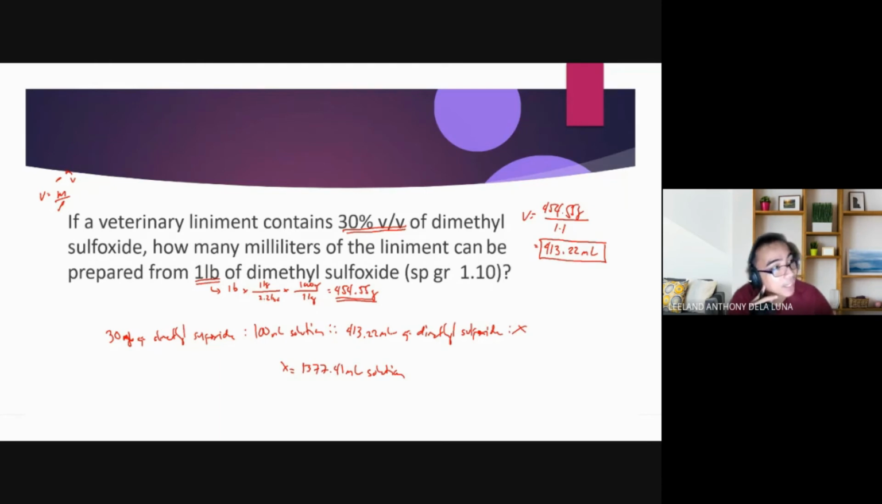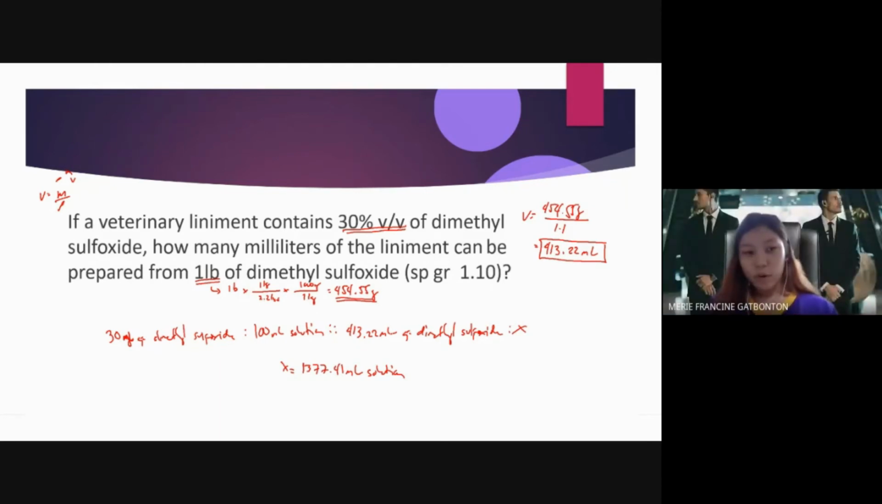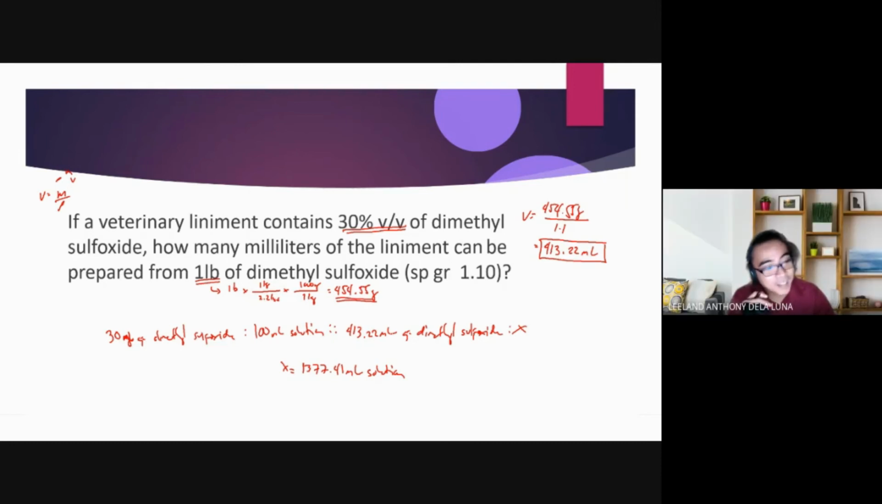Yes, Miss Mary. Yung 1.1 po na density galing dun sa SPGR? Yes. 1.110. Kasi diba sabi natin kanina, whatever your specific gravity is, yan na rin yung density. Tanggalan mo lang ng units.